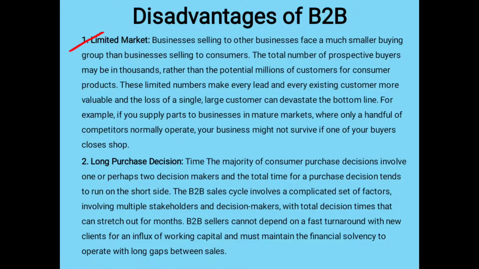Limited market. What it says is, the business to business model is dealing only with another business and not with the consumers. Therefore the only target is business, which means it is a limited market. Businesses selling to other businesses face a much smaller buying group than businesses selling to consumers. The total number of prospective buyers may be in thousands rather than the potential millions of customers for consumer products.